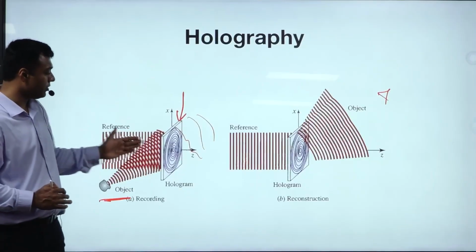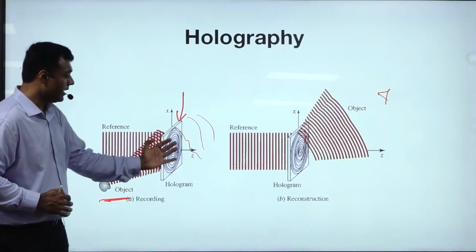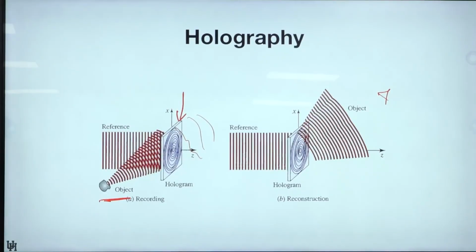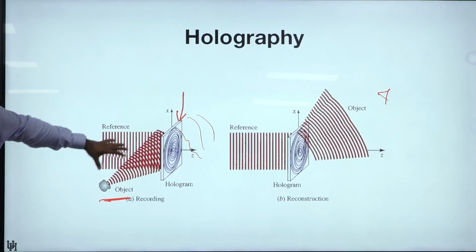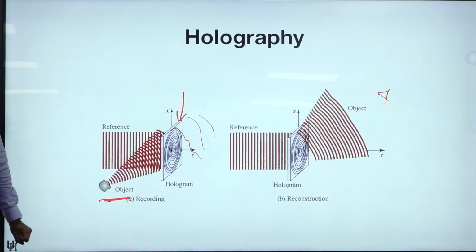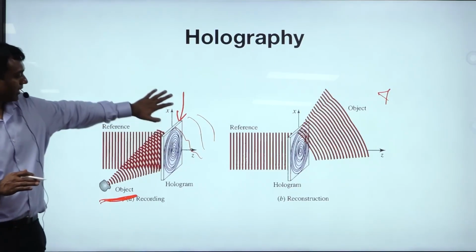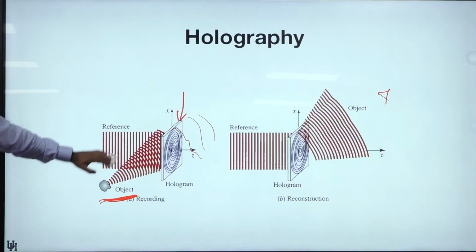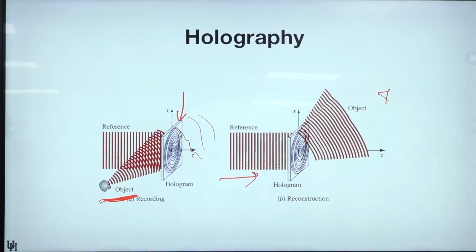You're interfering these two. If light falls on this, it scatters and light is emitted in this direction. And if you put your eyes here, if you see from this side, you will see what looks like the object. The nice thing about this is that even if you remove the object, once this holographic plate is developed, then if you just shine the reference beam, light will still scatter. The wavefront that you get out is the same as before.